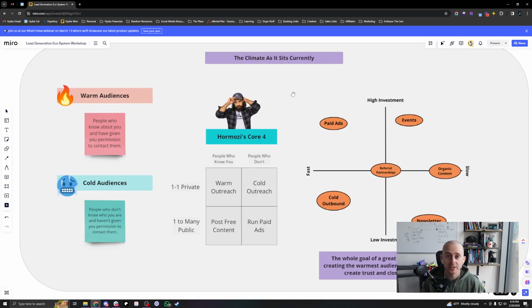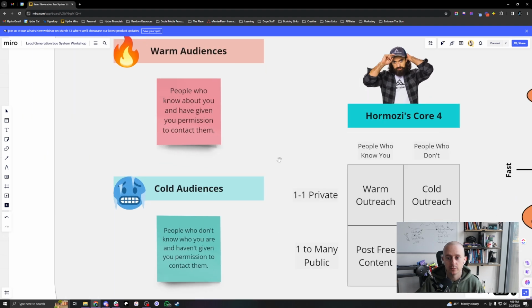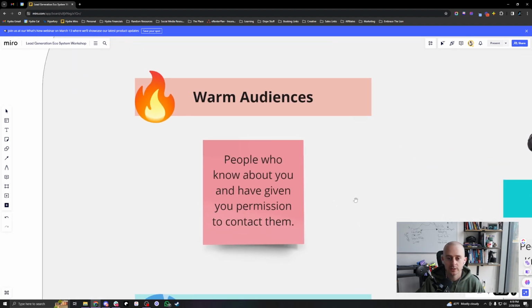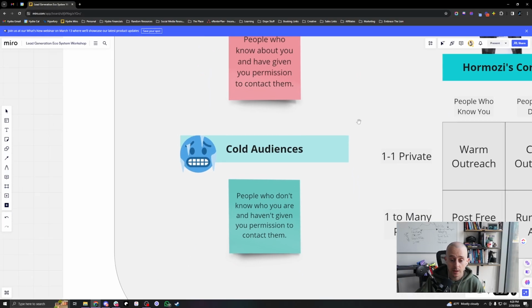So let's talk about the lead gen climate as it currently sits, okay? And if you guys have read Alex Hormozi's $100 million leads, you know that things get differentiated into two main buckets. One being warm audiences, so people who know about you and have given you permission to contact them, or maybe their friends, family, something along those lines, people that engage with you. If you have a little bit of an audience, chances are that would be a warm audience that you're currently pitching to, right? And then we have cold audiences.